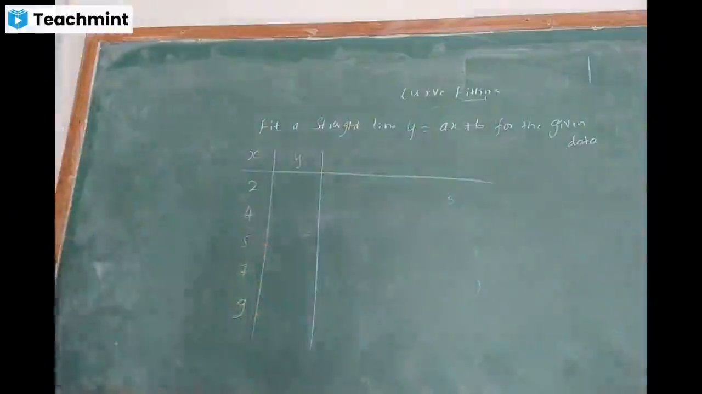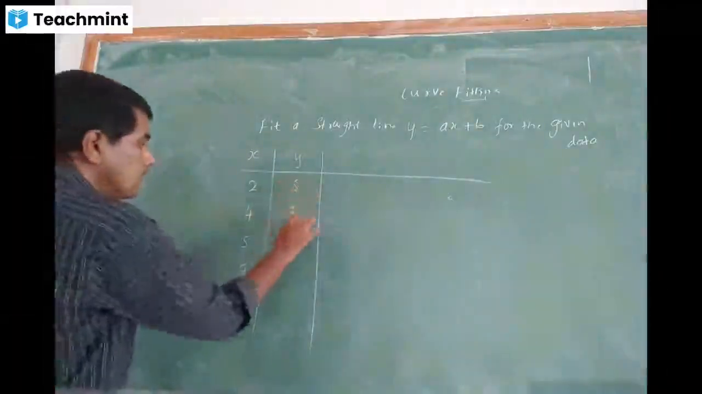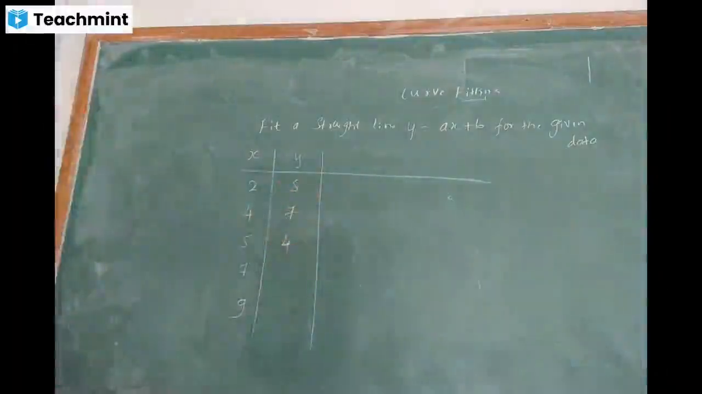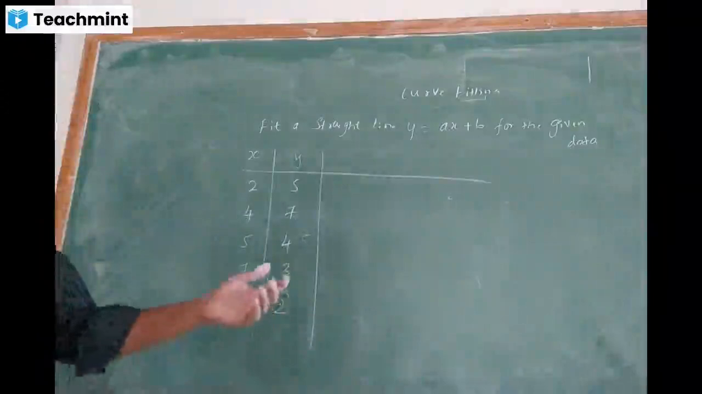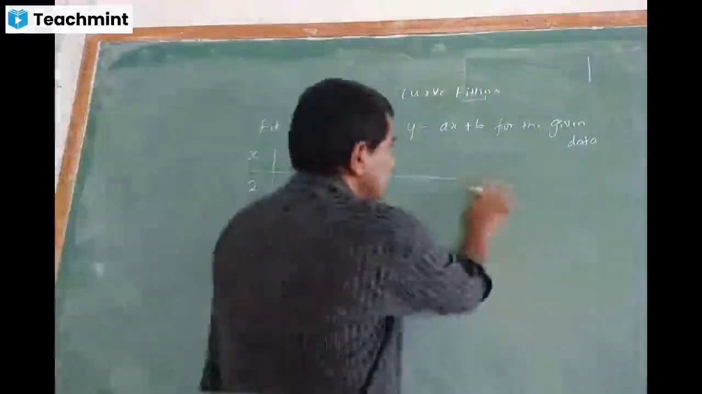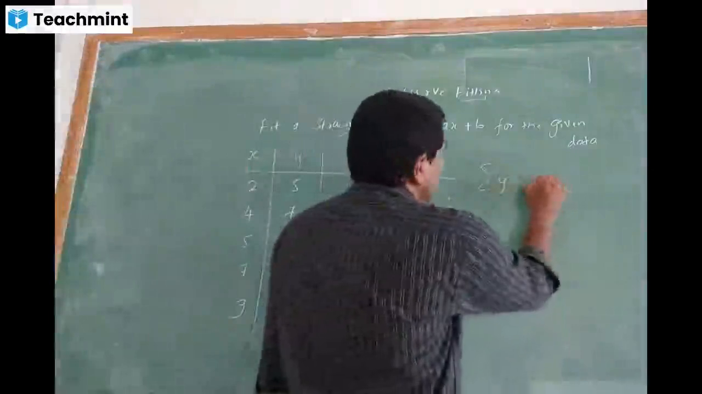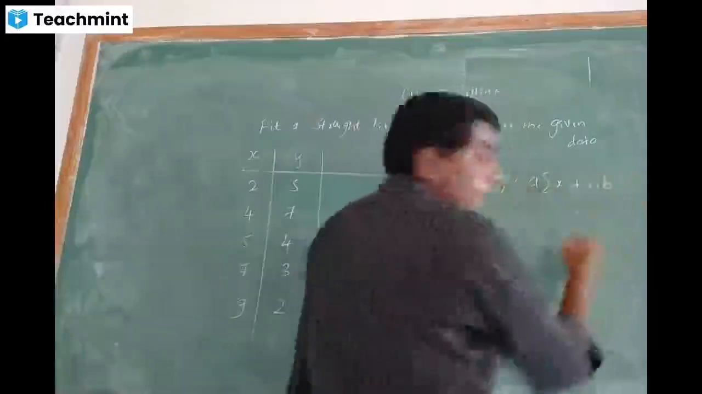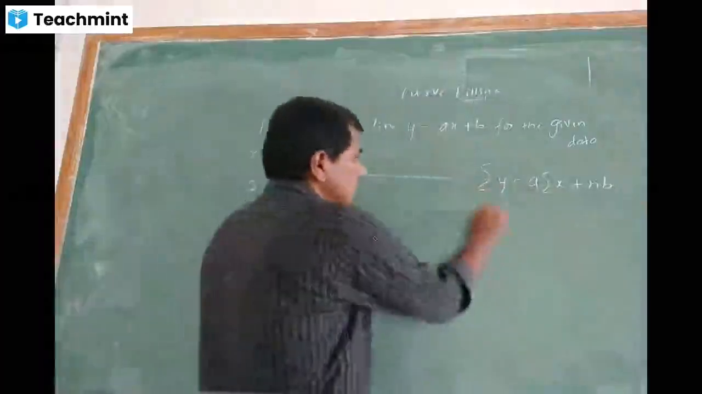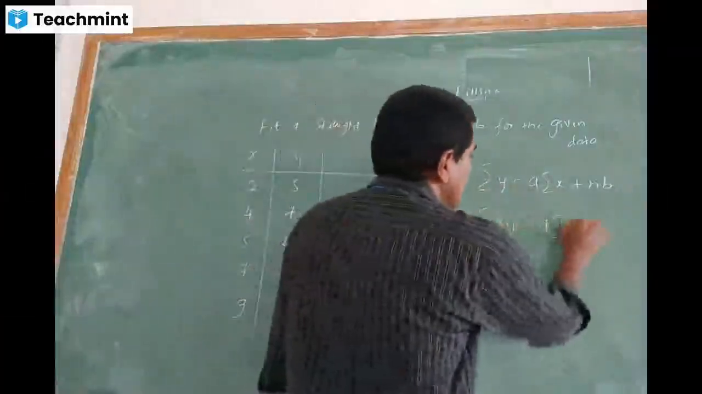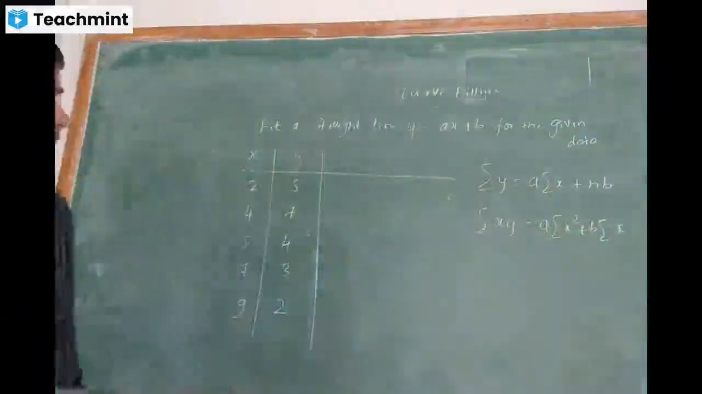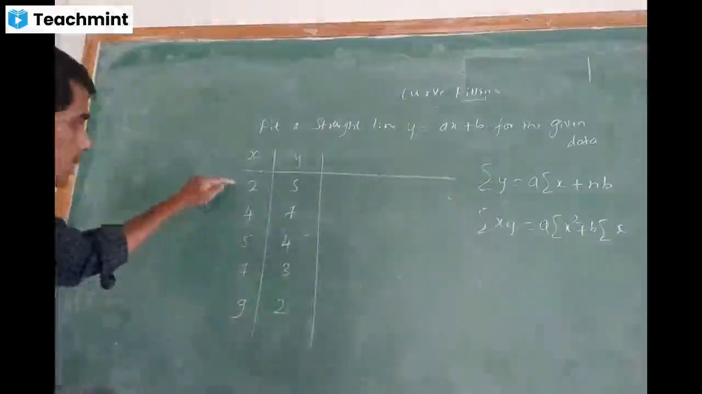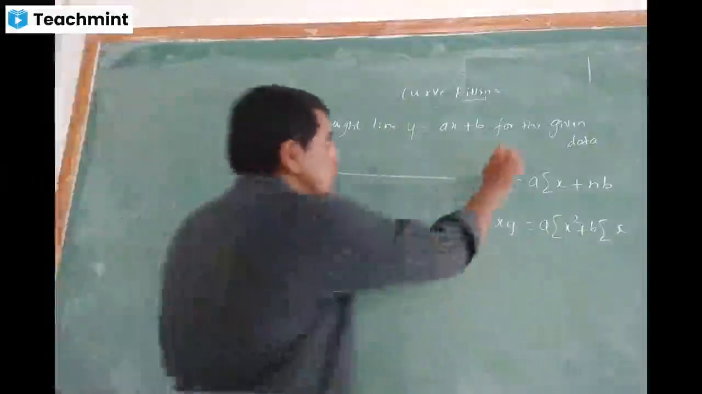The x values are 2, 4, 5, 7, 9 and the y values are 5, 7, 4, 3, 2. Next, the normal equations: summation y is equal to a into summation x plus n b. That's the first. And summation xy is equal to a summation x square plus b summation x. Find the value. n is nothing but the number of observations: 1, 2, 3, 4, 5. So n is 5.